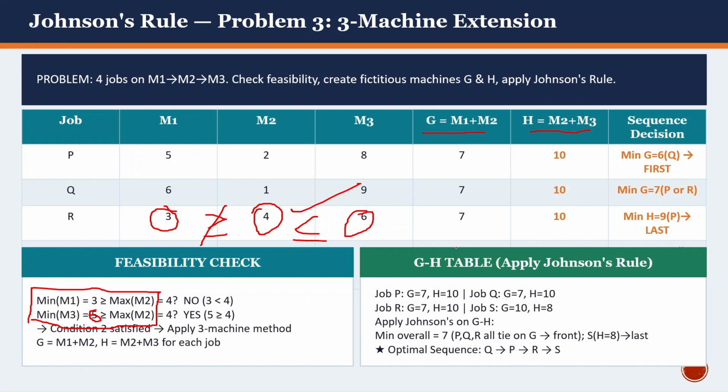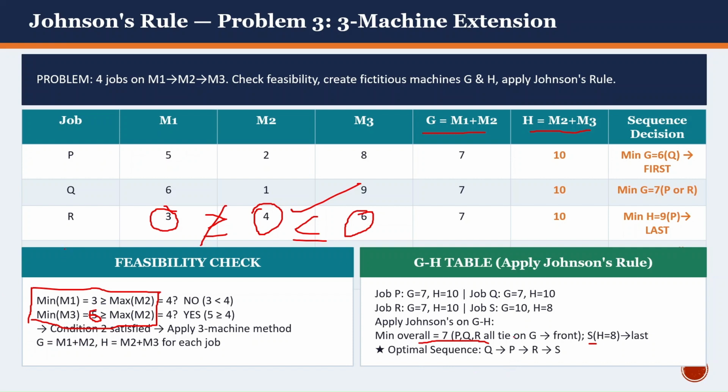Here again the timings are the same: 9 plus 1 is 10, 4 plus 6 is 10, 8 plus 2 is 10. So everywhere we are getting the same time, a tie on G. Since we are getting a tie, we are going to use a sequence.